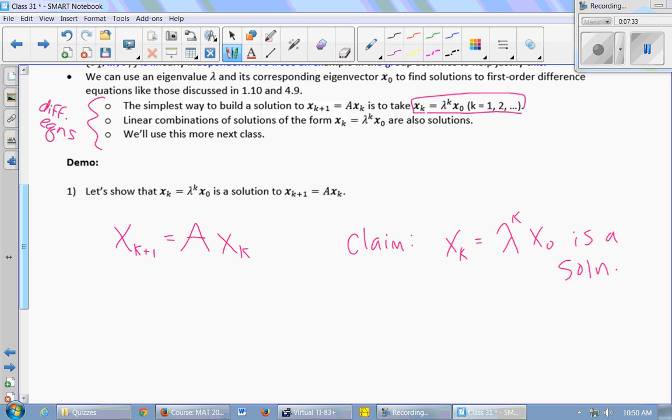So that means if I plug this in for x sub k in the equation, I'm supposed to just get a true statement, right? That's what it means to be a solution. So I'm going to come over here, and I have x sub k plus 1 equals A, and I'm going to replace x sub k with my proposed solution, lambda to the k x naught.